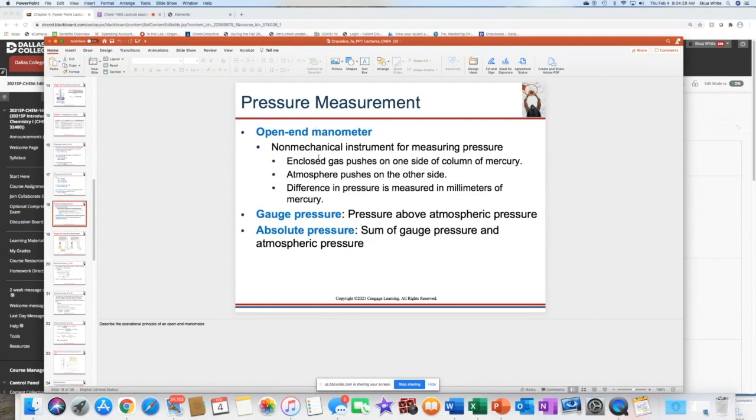So a manometer is, as it says here, usually devices in the lab, old school devices in the lab, have the term meter in them to say it measures something. And so in this case, the manometer measures the pressure of the gas that's produced versus the barometer measures the pressure of the atmosphere. So this one here, it says, is a non-mechanical instrument used for measuring pressure.